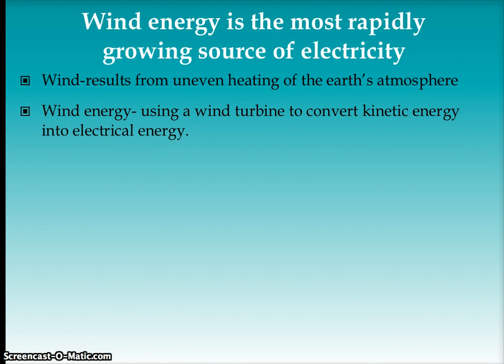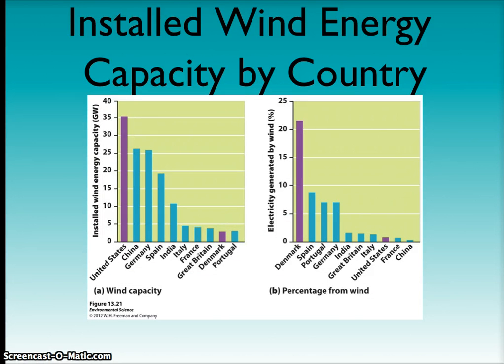So first of all, wind energy is the most rapidly growing source of electricity around the world, and we'll take a look at some graphs in a minute. But the wind, as we talked about briefly in chapter 4, results from uneven heating of the Earth's atmosphere. And so what happens with using the wind is that we can use a wind turbine to convert that kinetic energy, the energy in motion, and we can turn that into electrical energy. That's the basic premise behind using the wind as a source of electricity.